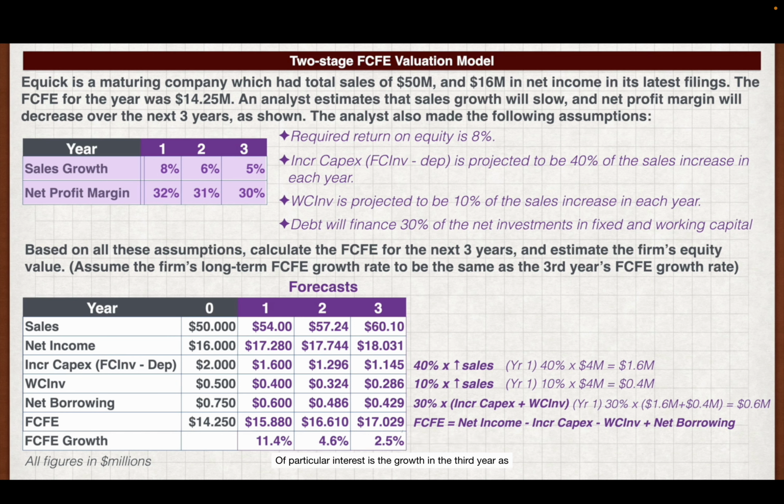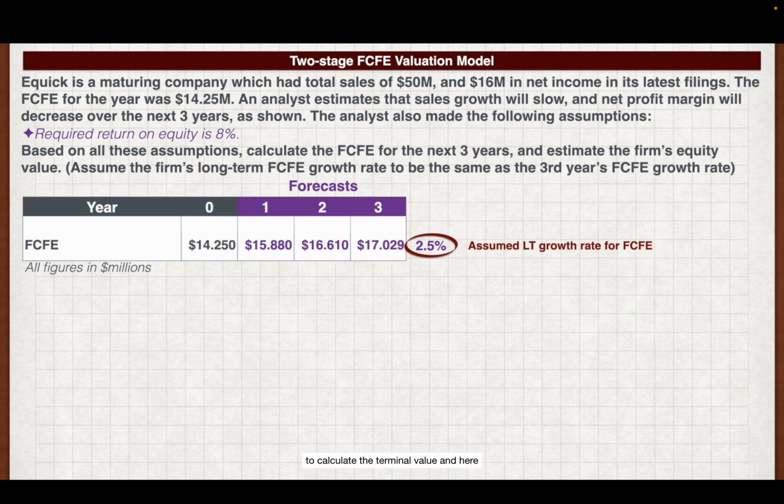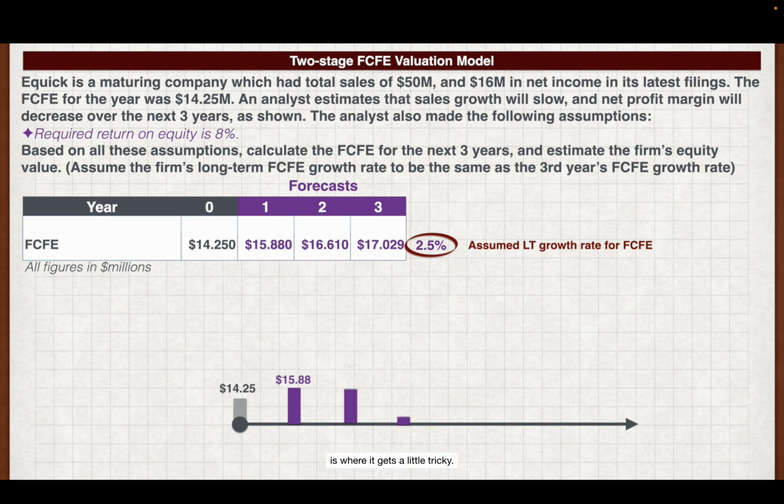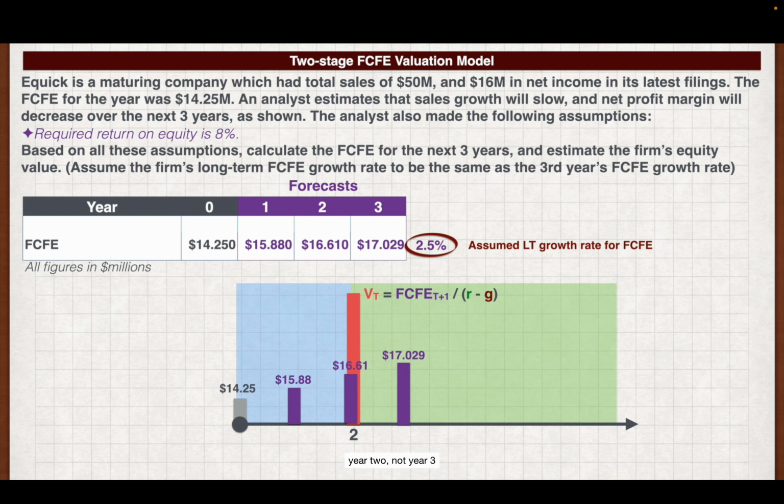Of particular interest is the growth in the third year, as this is our assumed long-term growth rate for FCFE. With that, let's proceed to calculate the terminal value, and here is where it gets a little tricky. Given the third-year forecast, this is actually the forward forecast of the constant growth stage, so the terminal value is at the end of the second year, not the third. In other words, the constant growth stage starts at year 2, not year 3.